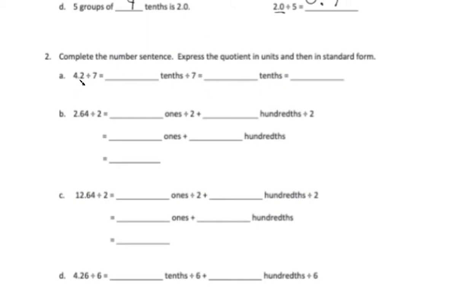So I've got 4.2 divided by 7. Now that's the same as how many tenths divided by 7? Well, it's 4.2, but it's also 42 tenths, isn't it? Isn't that how many tenths there are? So this is 42 tenths divided by 7. Well, 42 divided by 7 is 6. So 42 tenths divided by 7 is going to be 6 tenths, or 0.6. That's all they're looking for there.